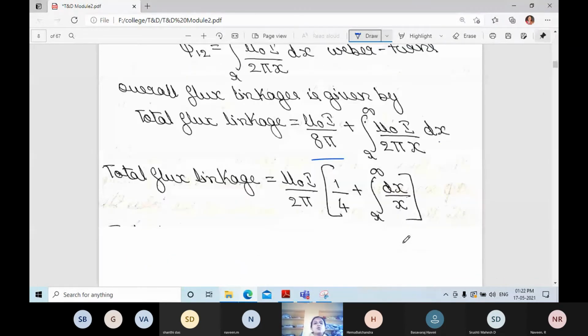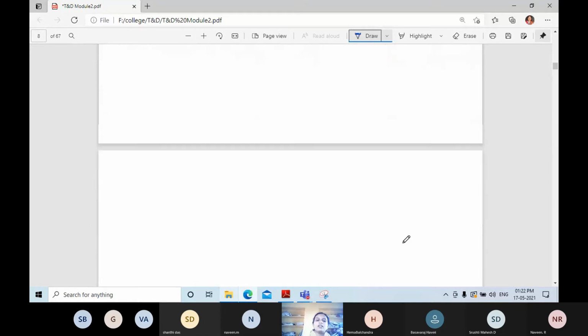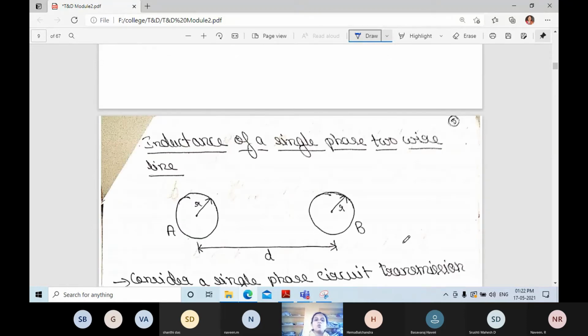This is the flux linkage due to internal flux, and in the last class we have discussed internal flux. If you go through one video on that, you will understand the external flux. Next we shall discuss the inductance of a single phase 2-wire line.